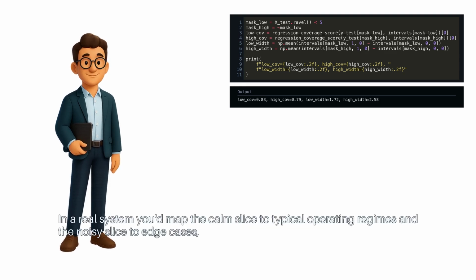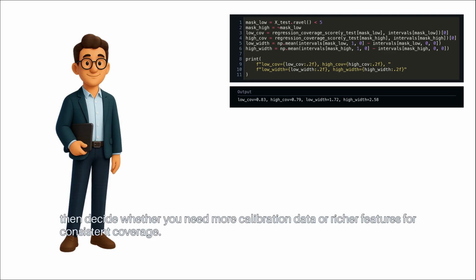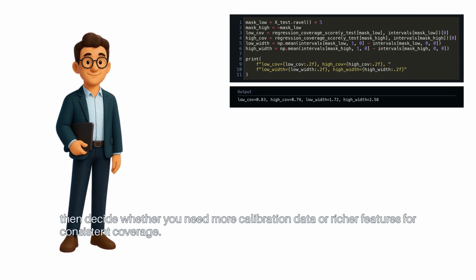In a real system, you'd map the calm slice to typical operating regimes and the noisy slice to edge cases. Then decide whether you need more calibration data or richer features for consistent coverage.